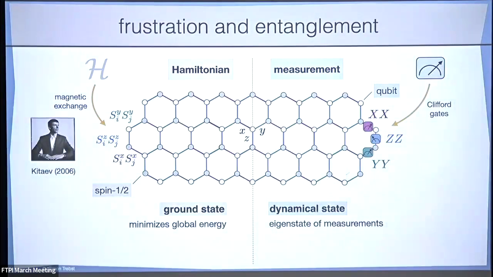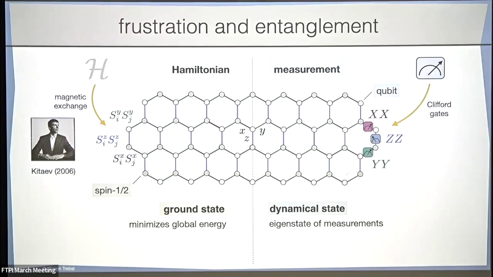Okay. So on the left is the Hamiltonian. I have a honeycomb lattice, say spin one halves. I have these exchange terms. Now I have an interesting ground state with some entanglement structure. And now I go to the right hand side. So the spin becomes a qubit. And these exchange terms become pairwise parity checks in different Pauli bases, X, Y, Z. So I do measurement.